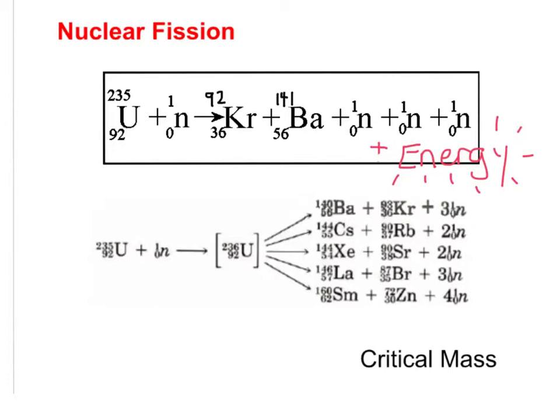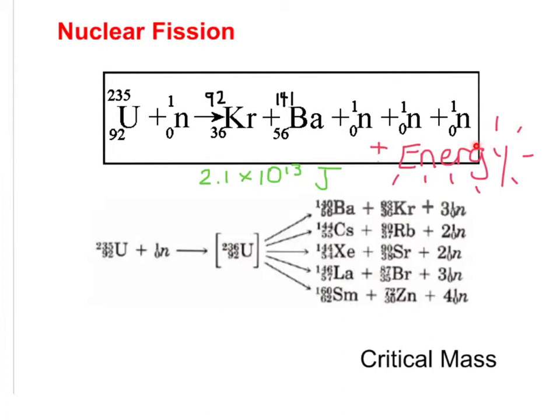In fact, for every single mole of uranium-235 that undergoes this reaction, 2.1 times 10 to the 13th joules of energy are produced. When we compare that to the combustion of methane, 1 mole of uranium-235 undergoing this reaction produces 26 million times as much energy as 1 mole of methane being burned. So it's a tremendous amount of energy.